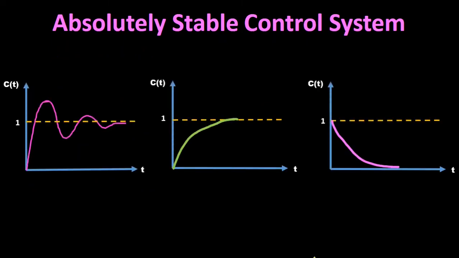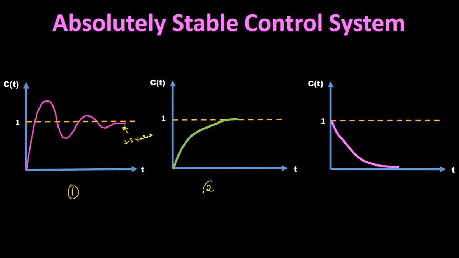These are the output responses of the absolutely stable control system. This is the first response. Here we can see that after attaining the transient response, the system is reaching a steady state value. This is the steady state value of output. So this type of response we get from the absolutely stable control system.